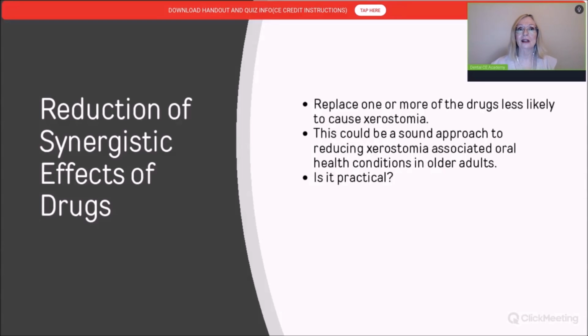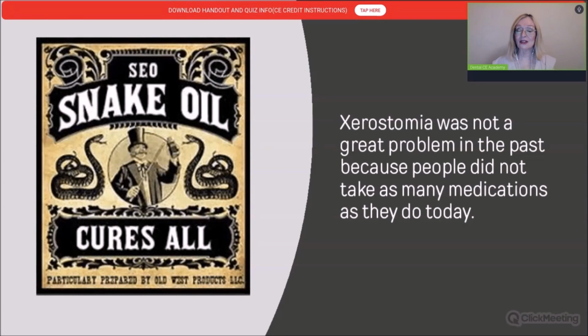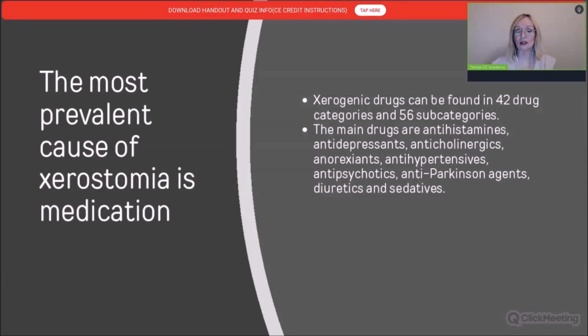They don't see the efficacy at putting that patient at risk, especially if it's a behavioral health patient or dementia patient or all of the above. They're not going to move around and play a shell game with medications because of salivary flow, right? So it's up to us to identify it and treat it. And of course, xerostomia, not a great problem in the past because we didn't take as many medications as we do today.